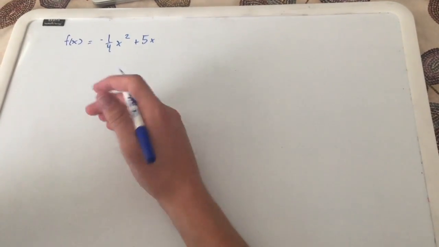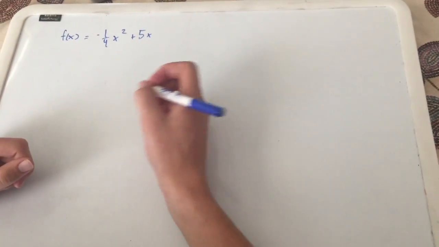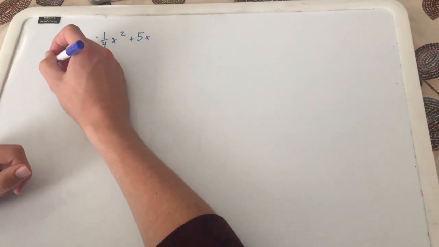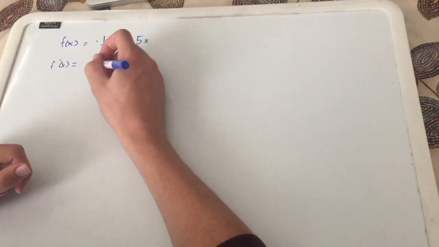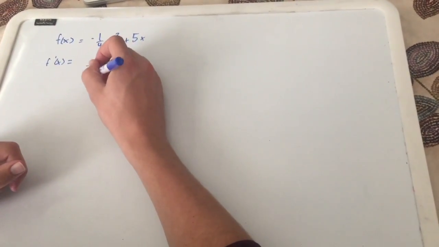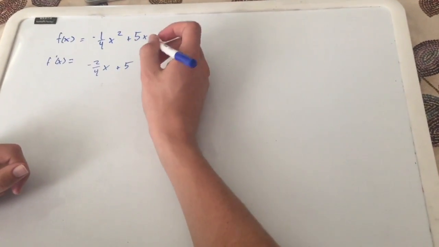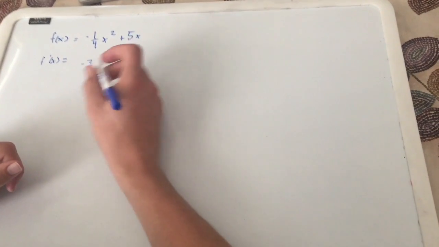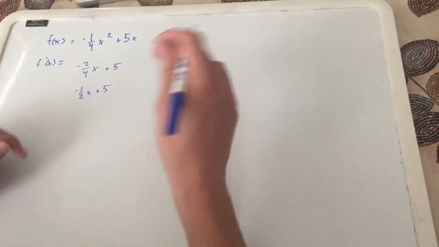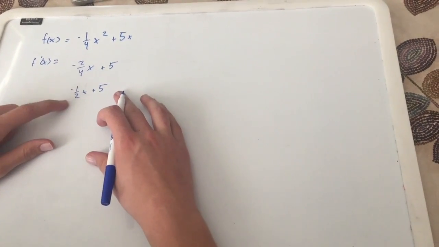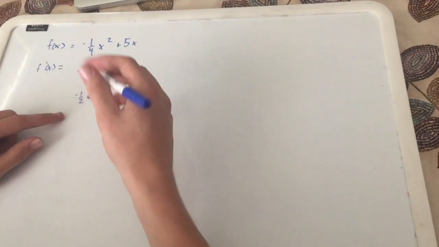In order to find the maximum, which is the highest point the football reaches, we have to find the derivative of the f of x function. So f prime of x would then equal negative 2 over 4 x plus 5. We can simplify the negative 2 over 4 x to just negative 1 over 2 x plus 5. Once we find the derivative, f prime of x, we set it equal to 0 and then solve for x.